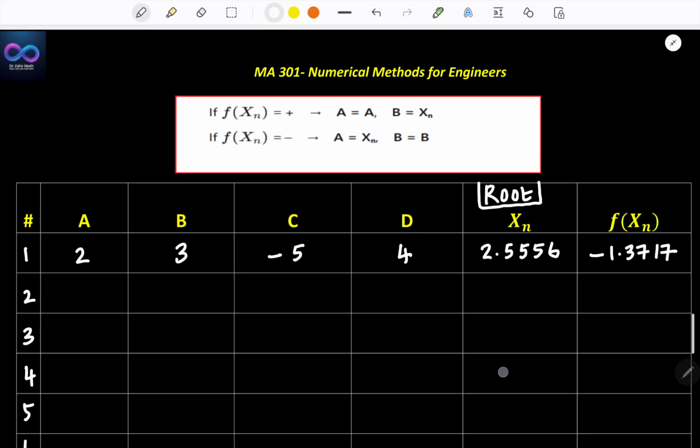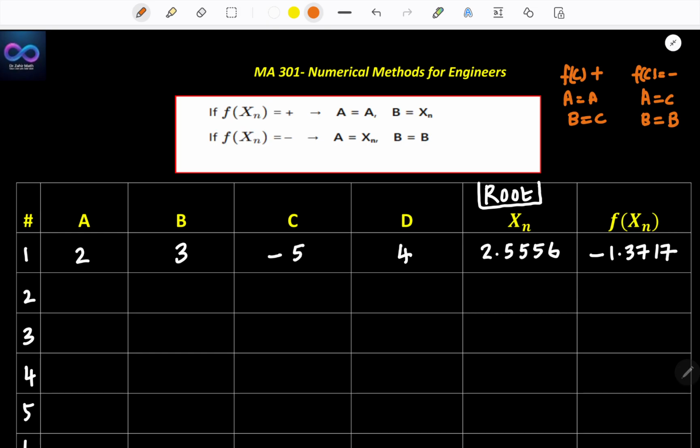Now, what will be the second column? The same rule we studied in the bisection method. Do you remember? If f of c is positive, a equals a and b equals c. Remember? If f of c is negative, what is that? A equals c and b equals what? B. The same idea you are going to follow here.